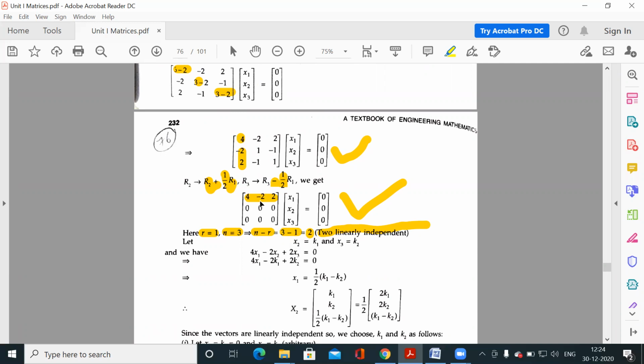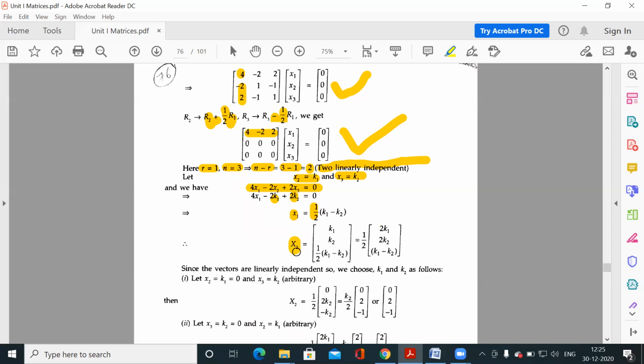Clear? Because we have only one equation, 4x1 minus 2x2 plus 2x3 is equal to 0. Now because there are 2 independent variables, you take k1, k2. So they have made x2 as k1 and x3 as k2. You can take x1 as k1, x2 as k2, or x1 as k1, x3 as k2. There is no problem, because we have 2 independent variables. So if x2 is k1 and x3 is k2, what is x1? Solving this, x1 is k1 minus k2 by 2.